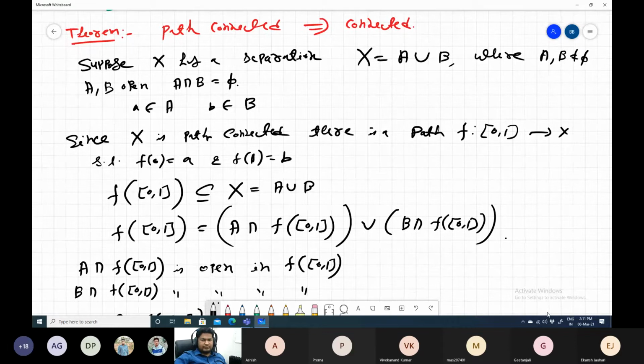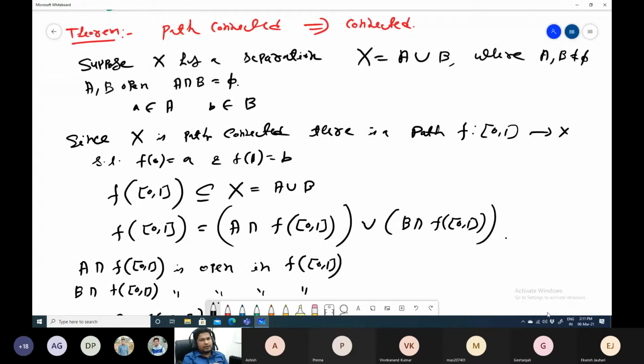That is simple. Now, what about the converse? Can you see that connected will imply path connected? What about the converse? Yes or no? What is your guess? You don't have any guess?